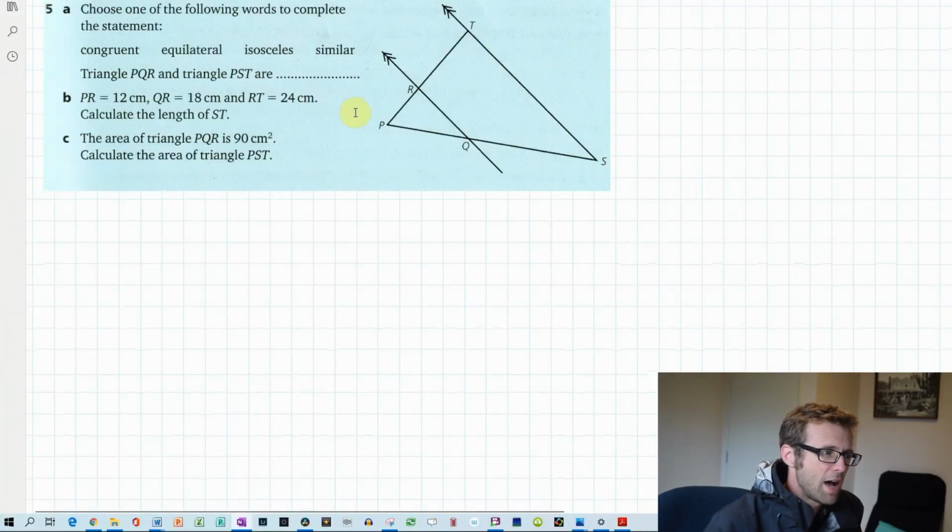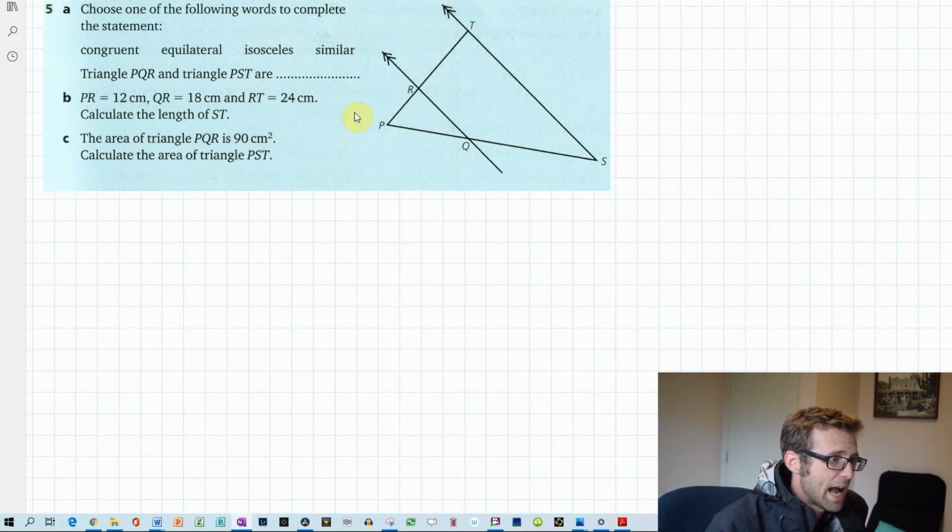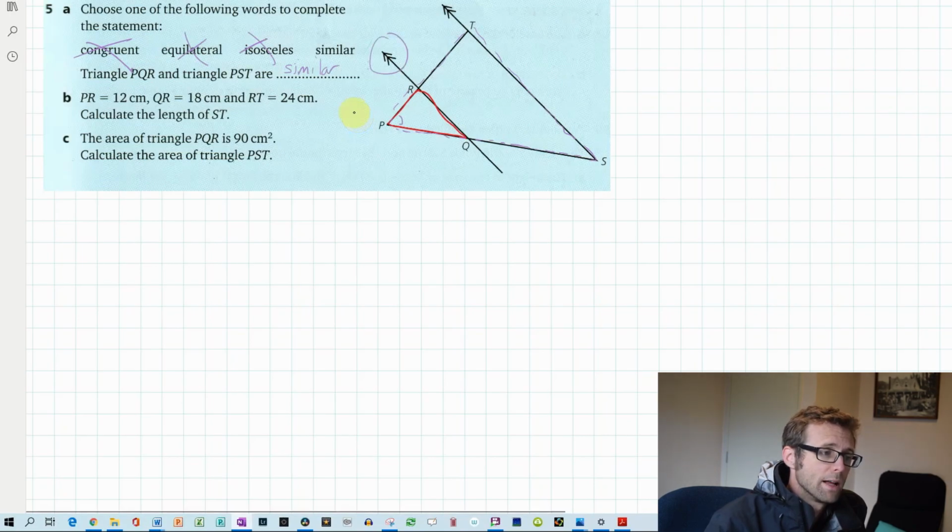Okay, team, so the next question, number 5, we've got to choose a word that fits the statement here. So we've got to work out whether triangle PQR and triangle PST are what. PQR is this triangle here, and PST is this triangle here, all the way up here and all the way down here. Okay, so what are they? Well, they're obviously not congruent, nor are they isosceles, nor are they equilaterals. So the only option is similar. That makes sense as well. We know that this angle is the same for both of them, and then everything else is going to be in ratios because we've got these two parallel lines here.